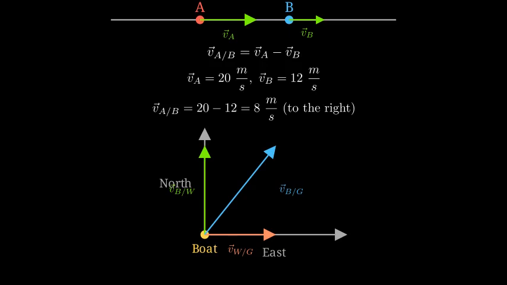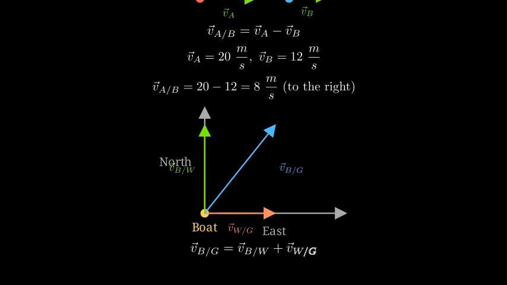In two dimensions, relative velocity is just vector addition. The velocity of the boat relative to the ground equals the velocity of the boat relative to the water plus the velocity of the water relative to the ground. If the boat goes north at 3 meters per second and the river flows east at 4 meters per second, then the ground velocity has magnitude 5 meters per second.